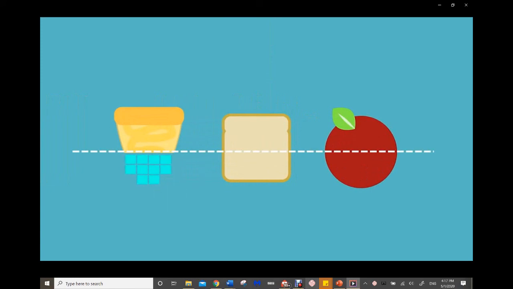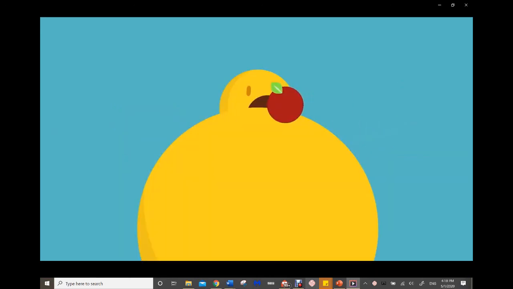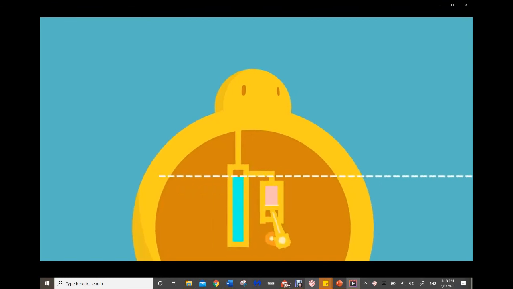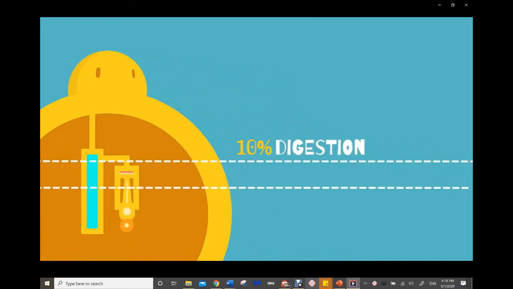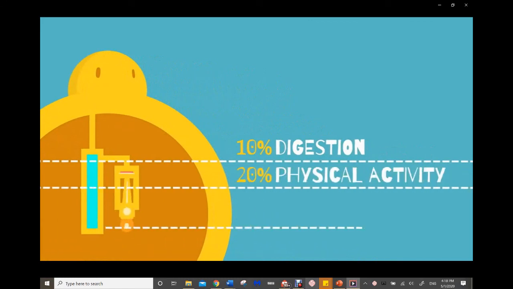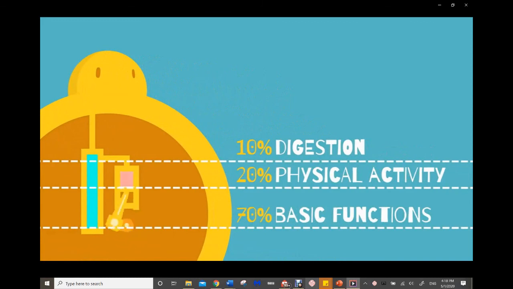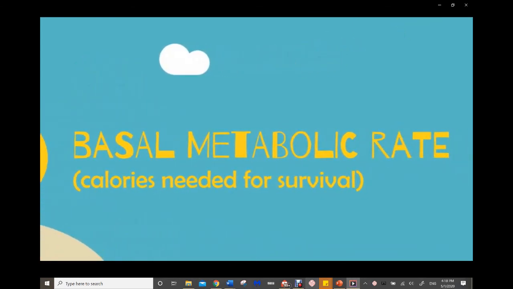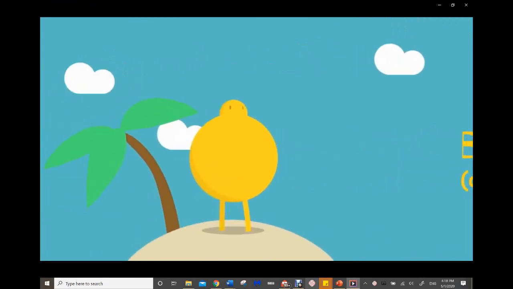The average pizza slice has 272 calories. There are about 78 in a piece of bread, and an apple has about 52. That energy is released during digestion and stored in other molecules that can be broken down to provide energy when the body needs it. It's used in 3 ways. About 10% enables digestion, about 20% fuels physical activity, and the biggest chunk, around 70%, supports the basic functions of our organs and tissues. That third usage corresponds to your basal metabolic rate, the number of calories you would need to survive if you weren't eating or moving around.